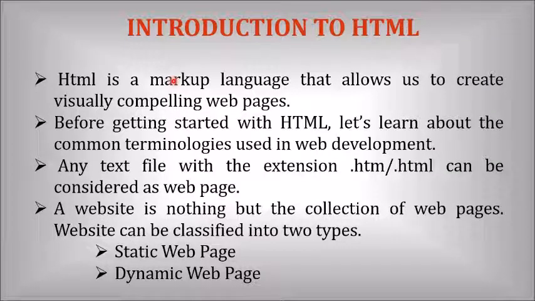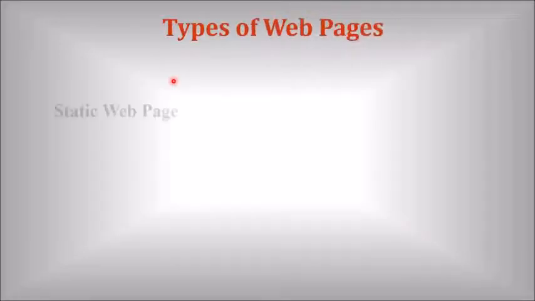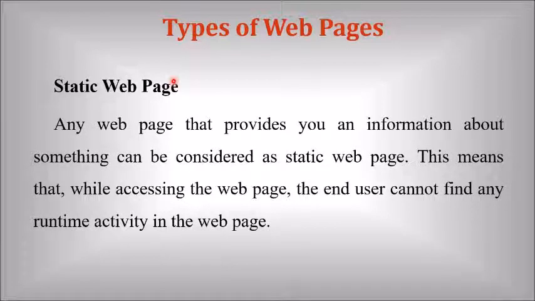Literally, a website can be classified into two types. One is static and another one is dynamic. What is meant by a static web page or a website? Any website that gives you only read-only information, which means you can't respond to the particular web page or site. Such kinds of web pages come under the category of static web pages.